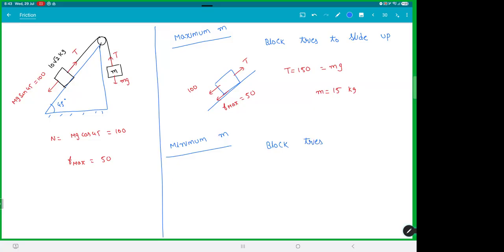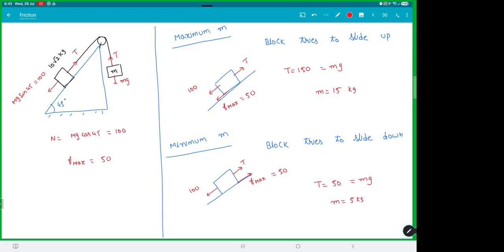See, friction's job is not to oppose you. Friction will see, are you going up or are you coming down? So friction will see, oh, this guy is trying to go down and I'm not happy with it. So now this will try to oppose this guy. Now the tension will be up and the friction also will be up. And this is 100. So now we get tension is 50. This is equal to mg. We get m is equal to 5 kg.